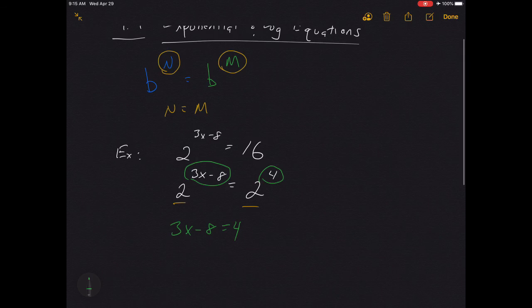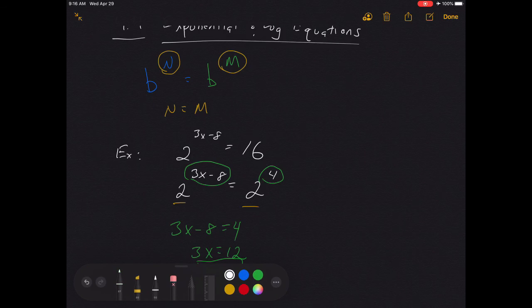So we'll add 8 to both sides, giving us 3x equals 12, and then we'll divide both sides by 3, so we'll get that x equals 4. And that would be the solution to the original equation. You can certainly plug 4 back into the original equation to give it a check. You would get 3 times 4, which is 12, minus 8, which is 4. So you would get 2 to the 4th power, and 2 to the 4th power is 16. So it does work. Okay, let's try one more example.